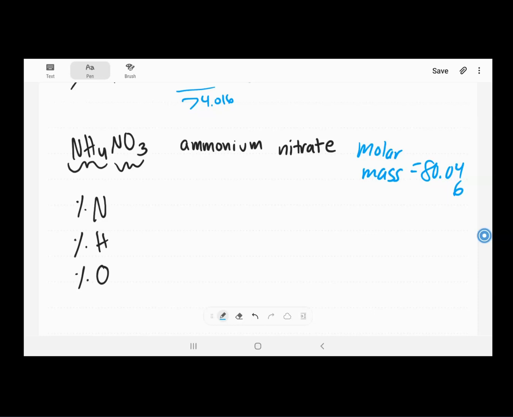So, fun question. Molar mass is AMU or grams per mole. They're the same unit.